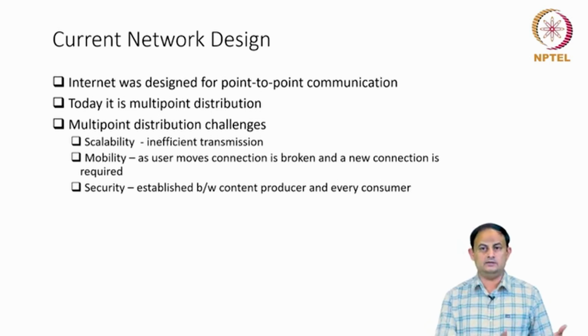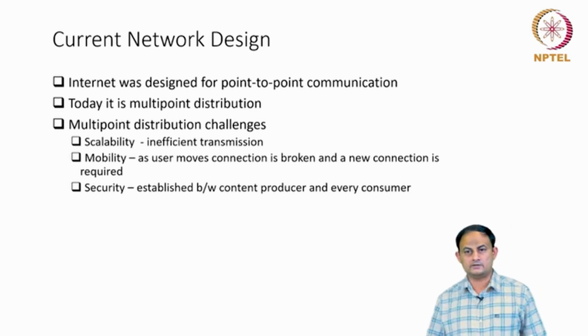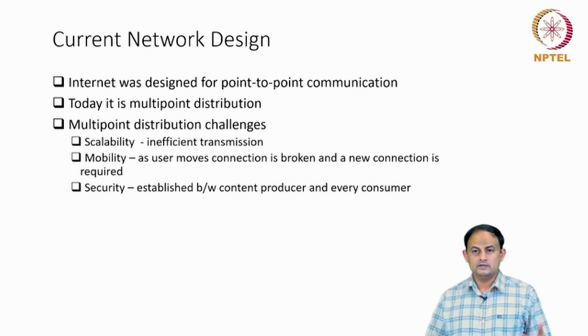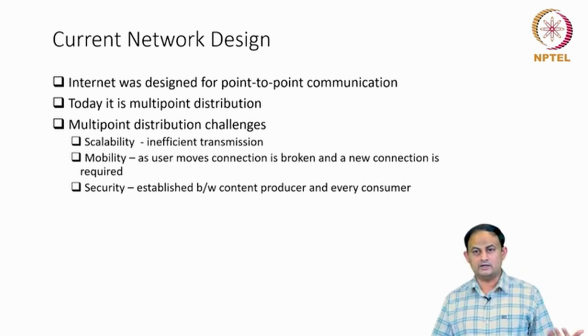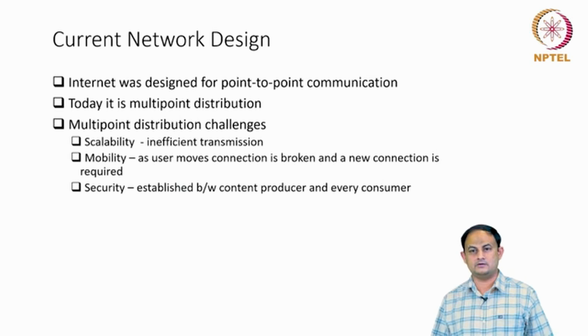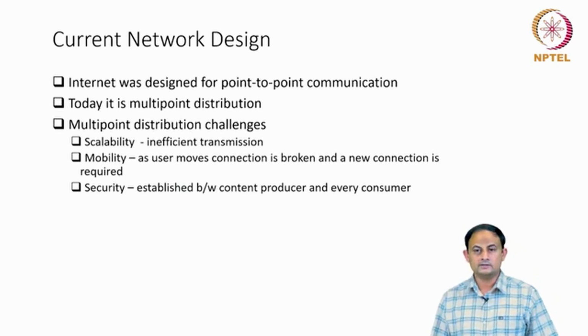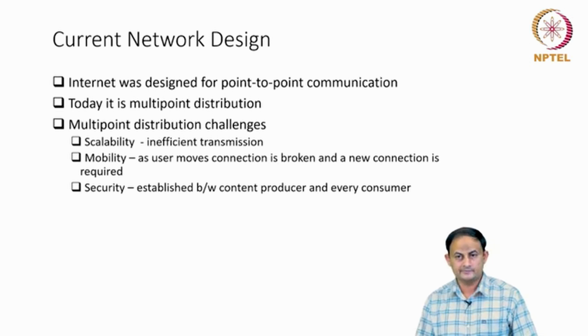Let's say today 1000 users are interested in the same content, and tomorrow 1,000,000 people are interested in the same content. Then transmitting the same content 1,000,000 times over the network is not only challenging, but also a wastage of a lot of network bandwidth. So that way it is inefficient.